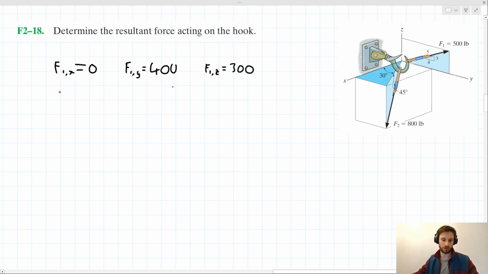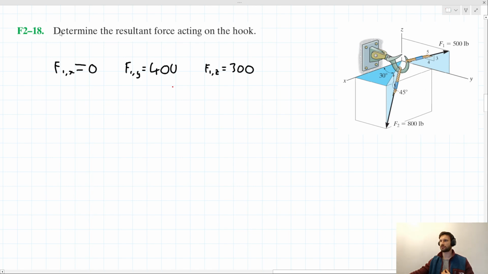F2 might be a little less intuitive, I suppose. So we have this 800-pound force here, and its position is described using two triangles: this 30-degree triangle here, and this 45-degree triangle here.